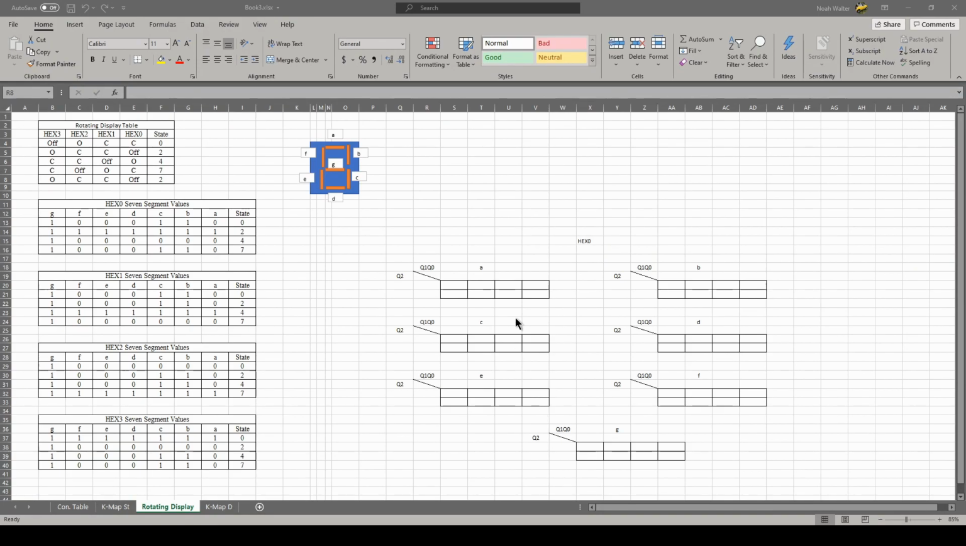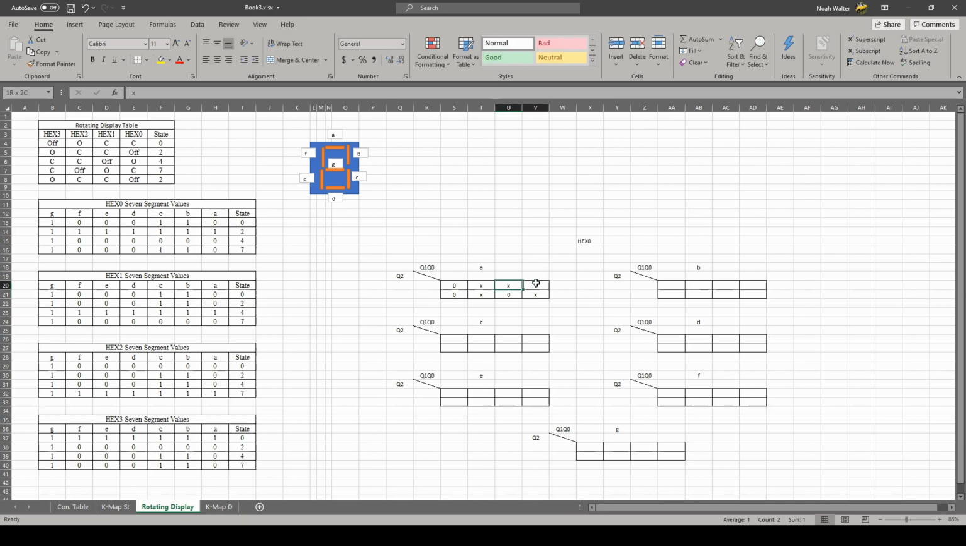Now we're going to be doing the K-maps for one of the decoders. In this case, we're going to be doing hex 0, which is right up here. We're going to be doing A first. At A, we see that at state 0, A is 0. So at position 0, 0, 0, you put a 0. Then at state 2, it is a 1, so at position 2, you're going to put a 1. At 4, it's a 0. At 7, it's a 0. Fill the rest with X's.